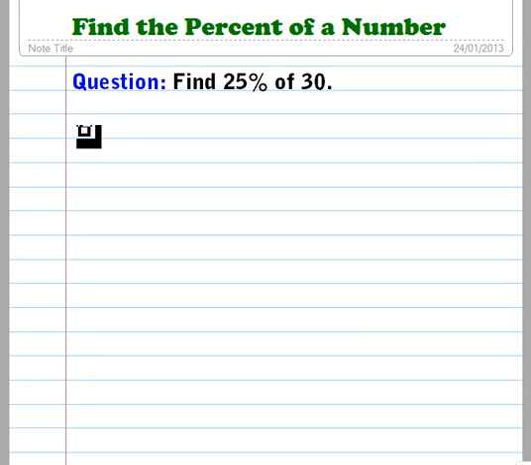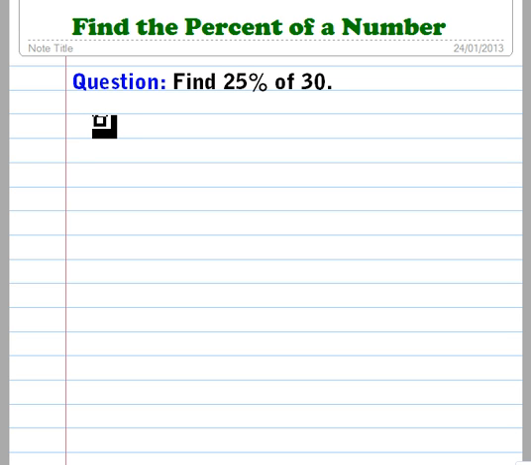Hey guys, so welcome to my video on how to find the percent of a number. Before we start, I just want to inform you that there are a few different methods of approaching this question, and this video will specifically focus on one of those methods. Okay, so let's start.